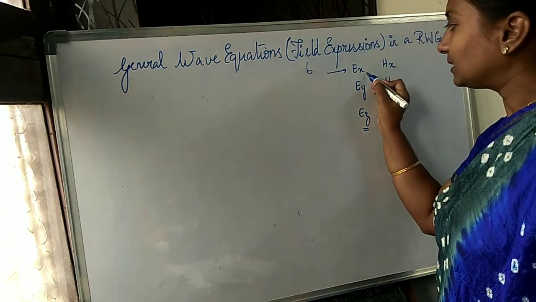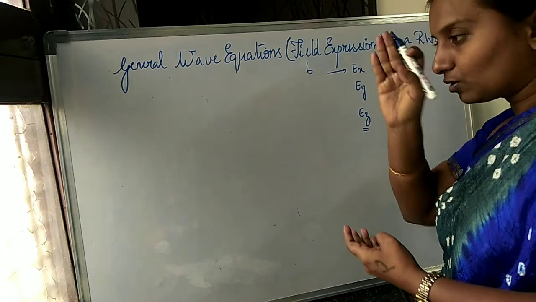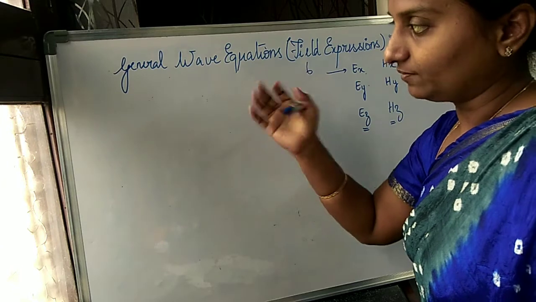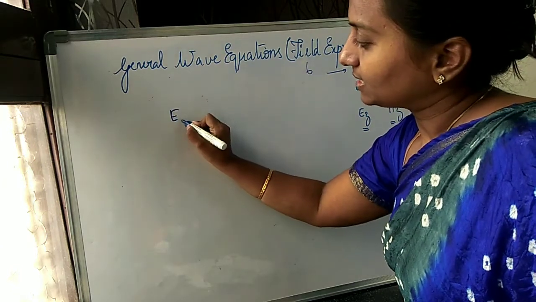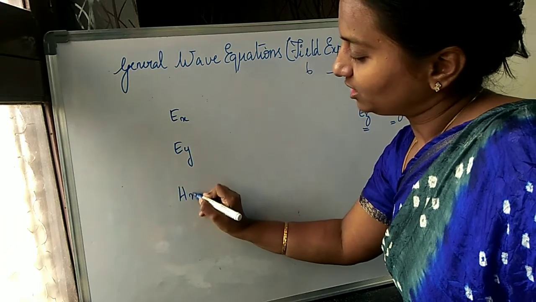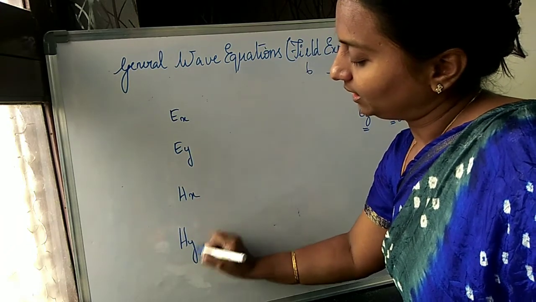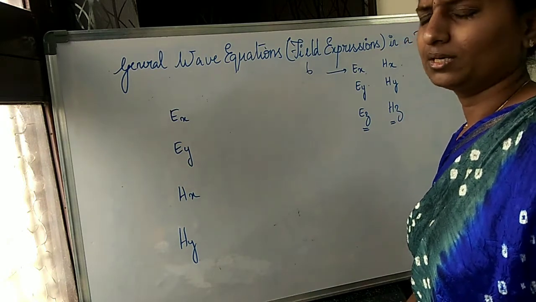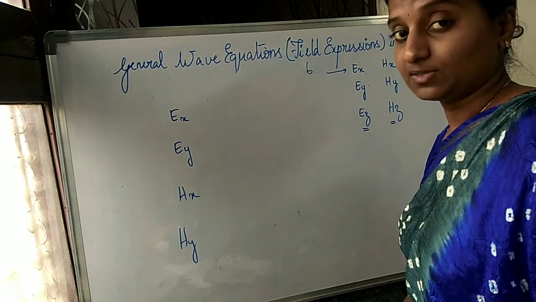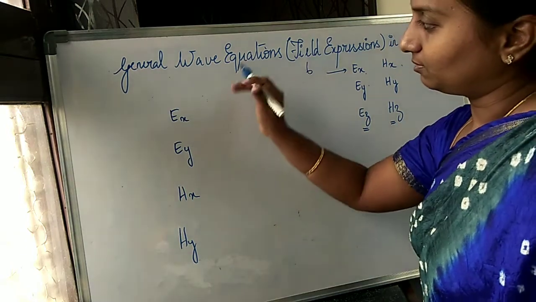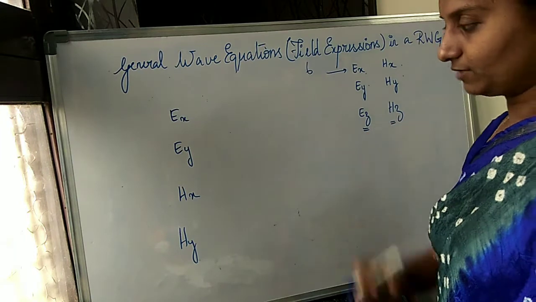And Ex, Ey, Hx and Hy are along the cross section. So I have derived Ex, Ey, Hx, Hy in terms of Ez and Hz. This derivation we already saw, by deriving it from Maxwell's 4 equations, right? So it is a continuation of this. The general wave equations were obtained from those.